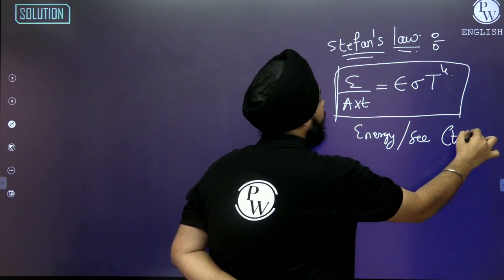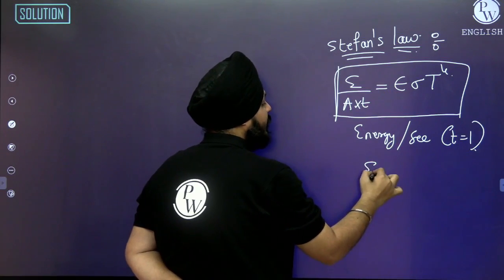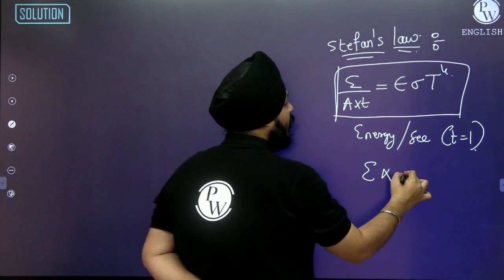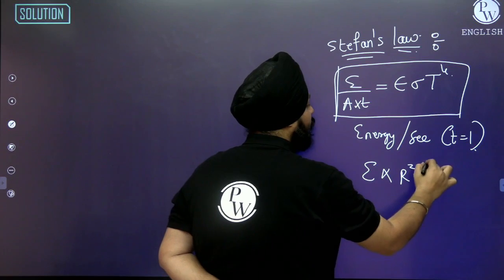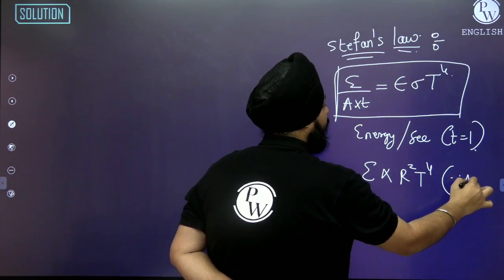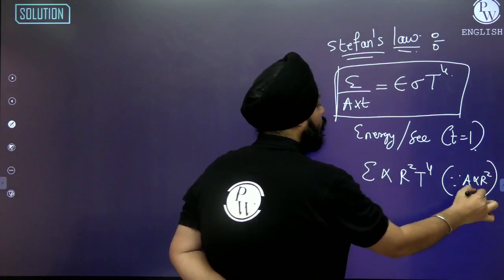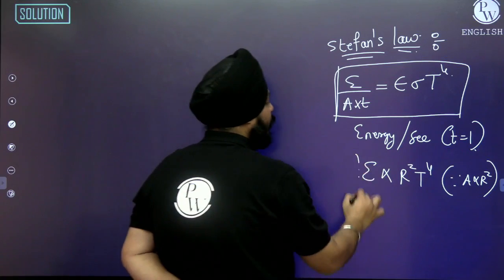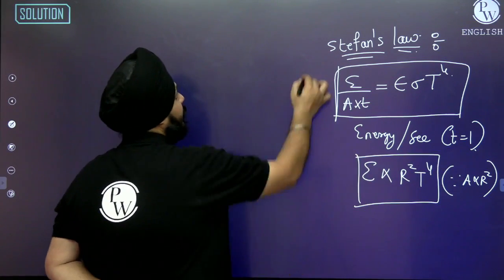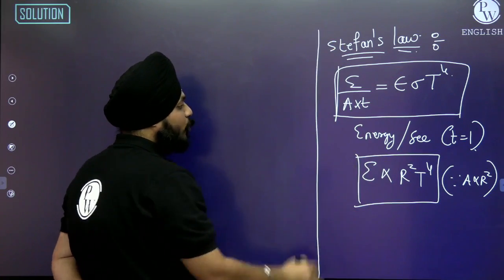So it means I am taking t is equal to 1 second. So energy received is directly proportional to what? Square t to the power 4. Why? Because area is directly proportional to r square. So this equation we are going to use and solve this.